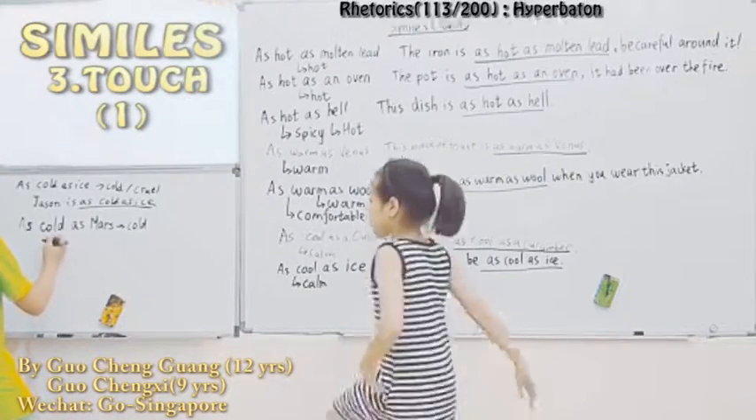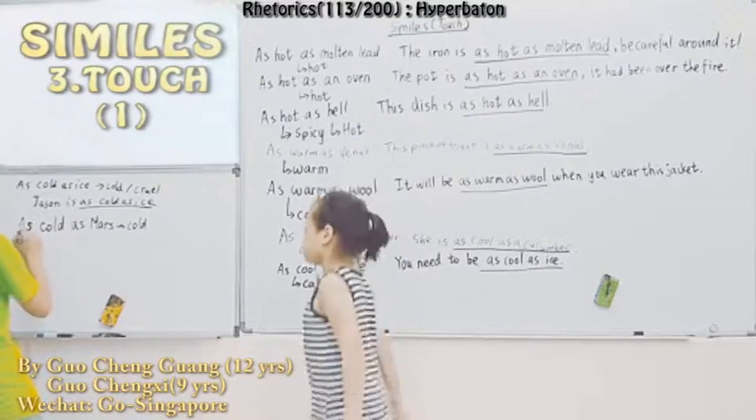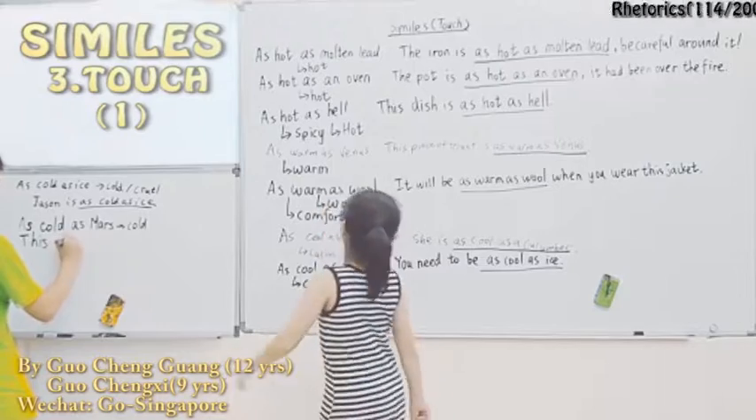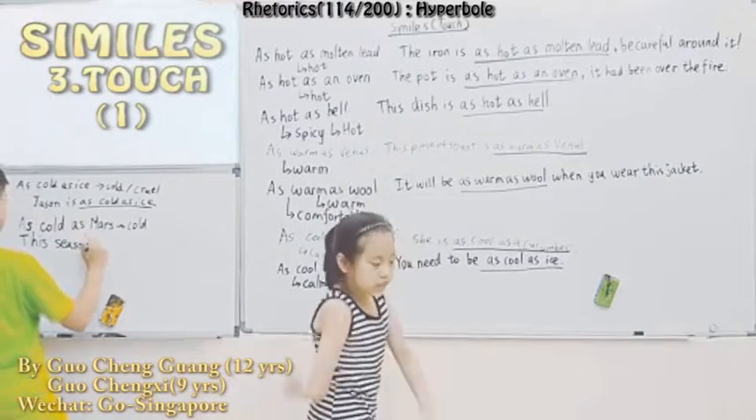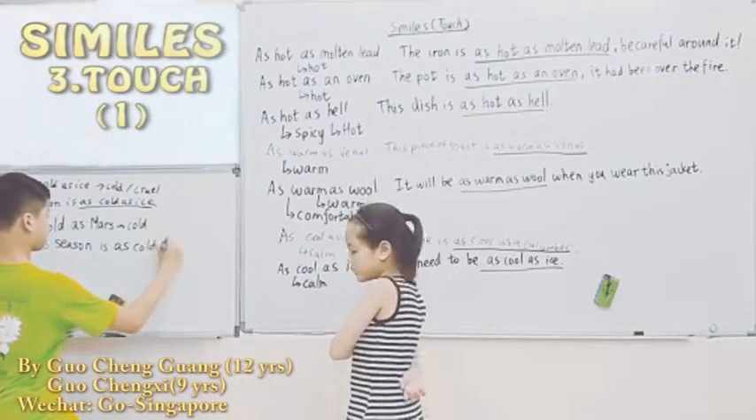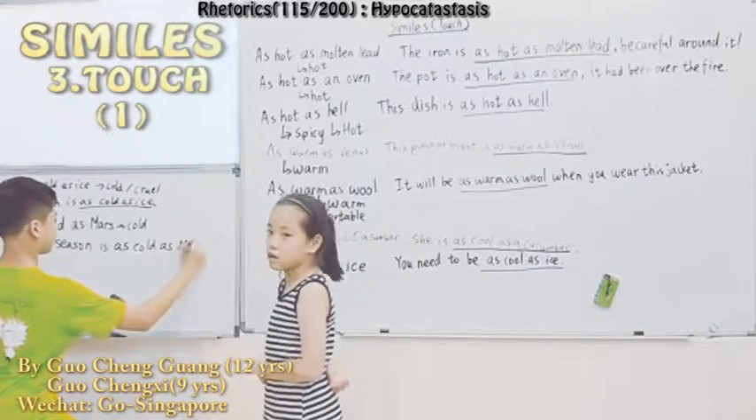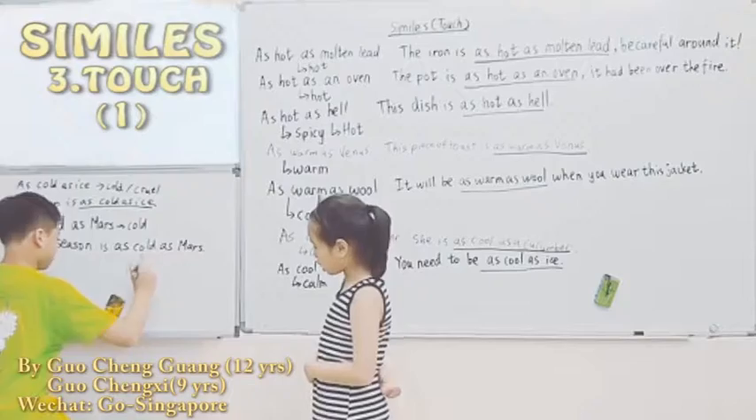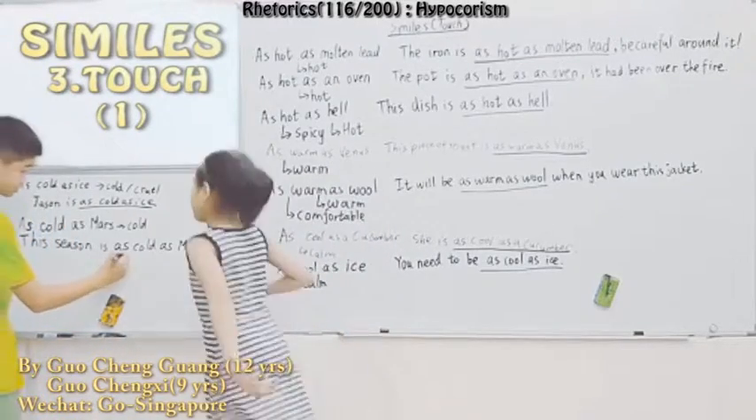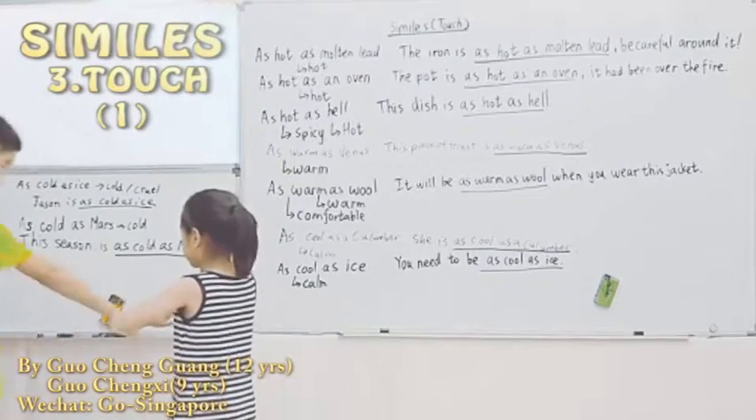What could this be? Something is as cold as Mars. How about this season? Most probably it is winter, because winter is the coldest season out of the four seasons: spring, summer, autumn, and winter. Autumn is also known as fall. Okay, you can use this part.